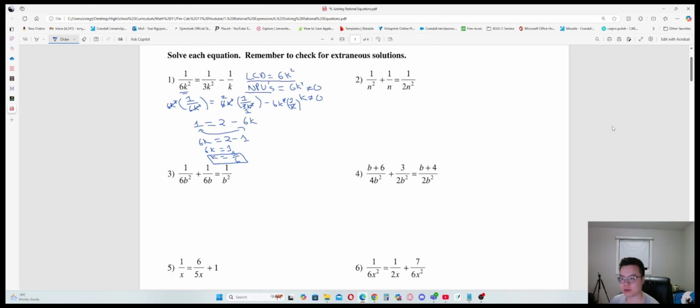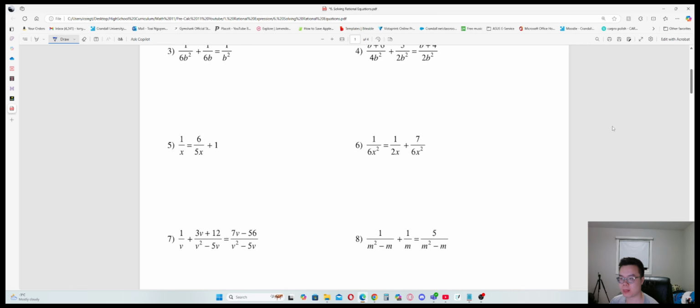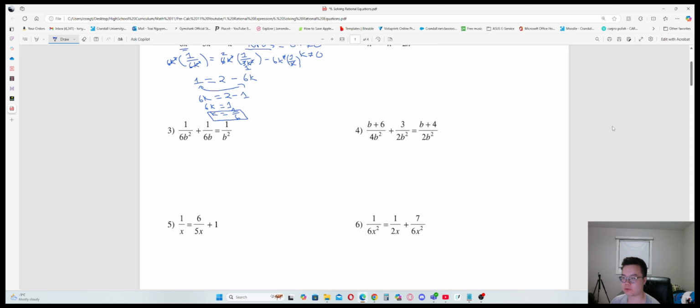Next, let's move on to the next question. Let's do a little bit more tricky one. So let's do question 4 here. Question 4 looks a bit more complicated. So let's work with the lowest common denominator first. Remember, I want to pay attention to the one that has the biggest number and the highest degree. In this case, it's 4b squared.